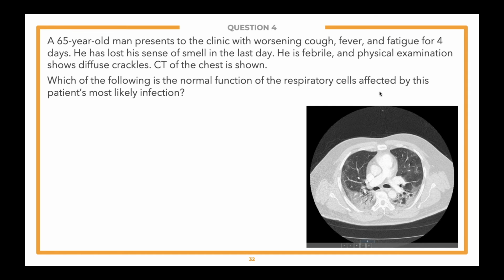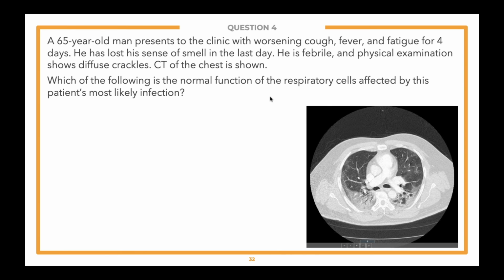All right, I see the responses coming in. Let's take a look at that vignette. A 65-year-old man presents to the clinic with worsening cough, fever, and fatigue for 4 days. He has lost his sense of smell in the last day. He is febrile, and physical examination shows diffuse crackles. CT of the chest is shown. Which of the following is the normal function of the respiratory cells affected by this patient's most likely infection? Boris.